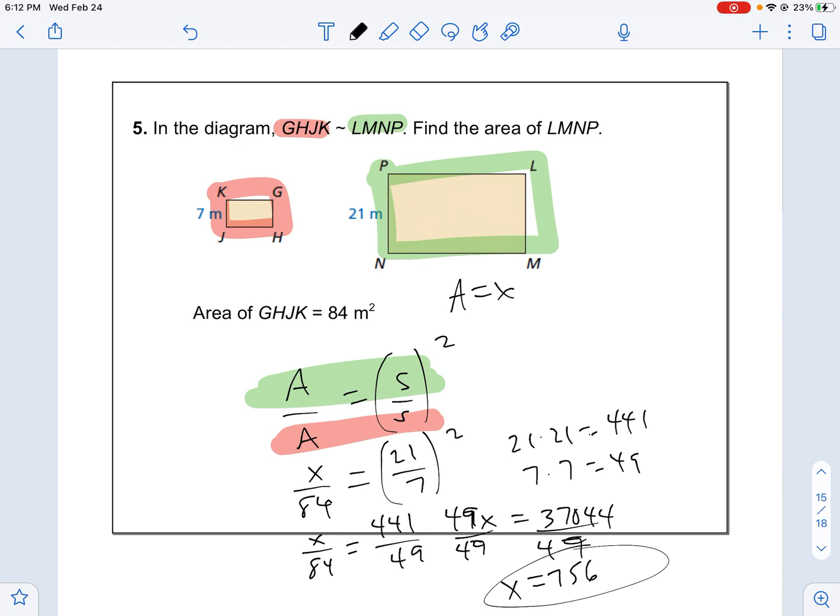That's finding the perimeters and finding the areas. Just use those formulas, plug in the numbers where they go.